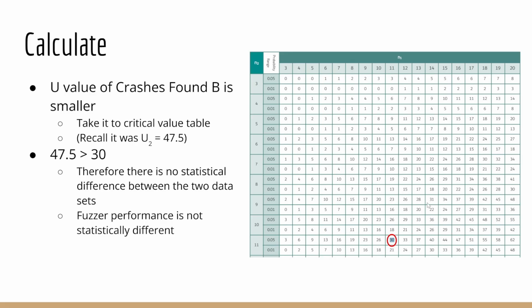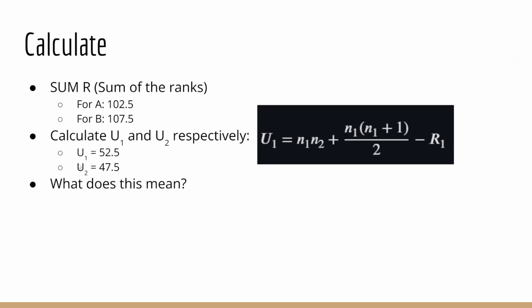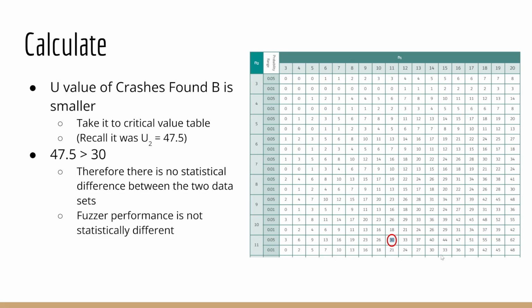Well, you would take it to a critical table that you can just look up online, the Mann-Whitney U critical value table, and recall our smaller value. You take the smaller value of 47.5 here, and you compare it to the critical value in the table, which is 30. It's greater, so there's no statistical difference between the two data sets, and you can't make any claims that one fuzzer finds more crashes than the other. If it was less than, then that is statistically significant. But since it's greater than, you cannot make the claim.